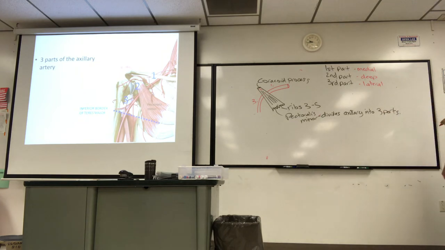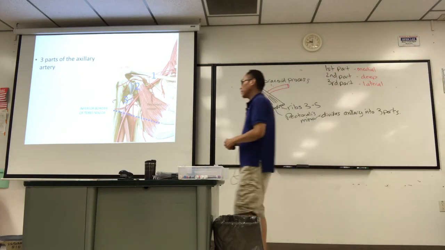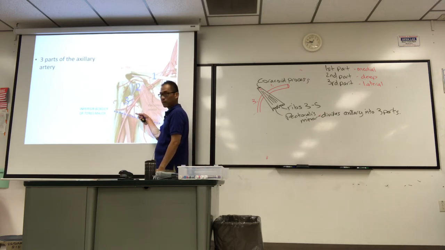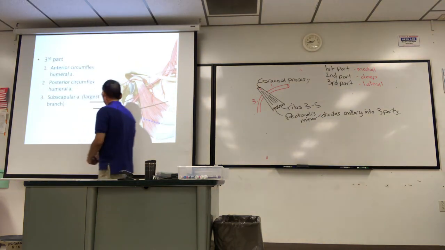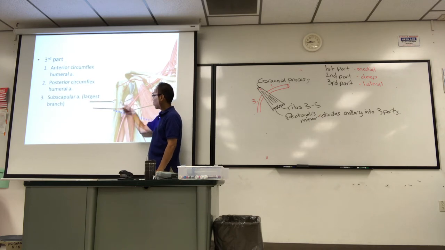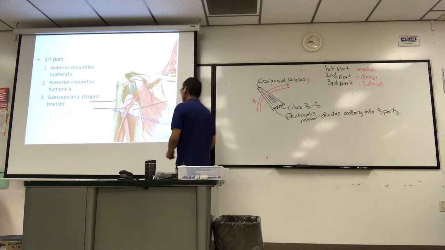All parts have branches. The third part has the branches that are on your study list. There's three, just remember this. The third part has 3 branches: the anterior circumflex humeral, the posterior circumflex humeral, and the subscapular. They're listed here, and I point to them. What I don't like about this picture is they usually form a lasso around it, but they show them not connected, and I don't like that.